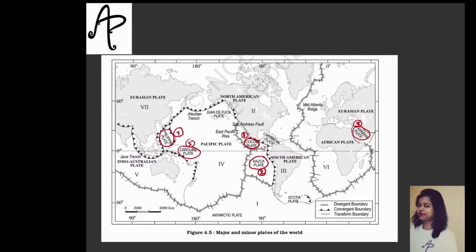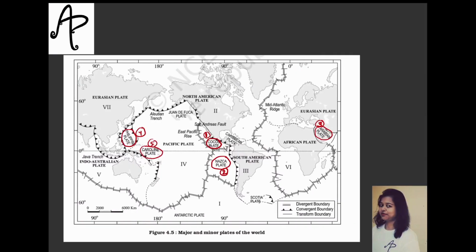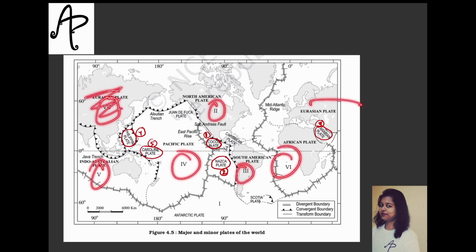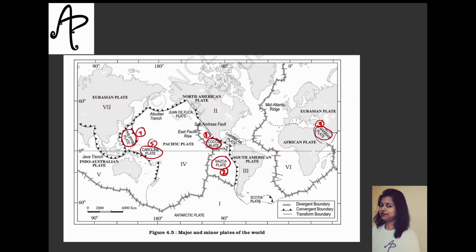Okay. Now let's see this image. It is showing you, this is again borrowed from your NCERT only, the major and the minor plates of the world. So if you see the numbers 1, 2, 3, 4, 5, 6 and 7. ठीक है, ये भी यूरेशियन का ही हिस्सा है ना, इधर से इधर जुड़ जाएगा. So these 7 are your major plates and the other ones I have named, circled in red, are your minor plates. Now these are not the only minor plates. ठीक है, और भी बहुत सारे हैं, जैसे ये भी है, ये भी है.